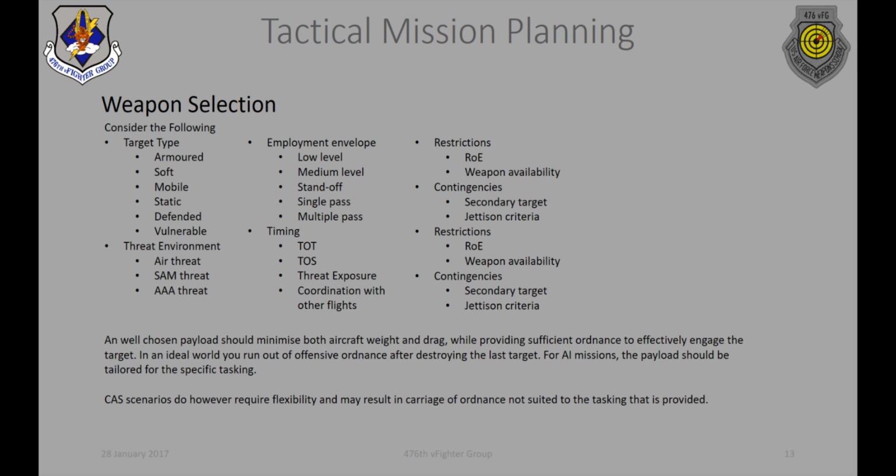Contingencies. Think about your secondary target. Secondary target's there obviously in case you can't attack your primary target for any reason. So there's no point again in taking a payload that allows you to engage your primary target but doesn't allow you to engage your secondary. So consider that. And jettison criteria. I put this in here a couple of times just to start hammering this point home. But if you're engaged by an air defense unit, like a long range SAM, or if you're engaged by enemy fighters and you have to hit the emergency jettison and get rid of all your external stores, can you still engage the target gun only? Is that ability there, or are you just going to abort and head home at that point?